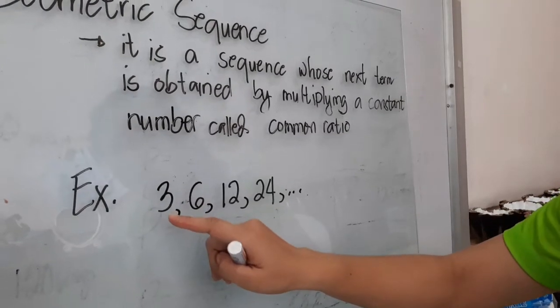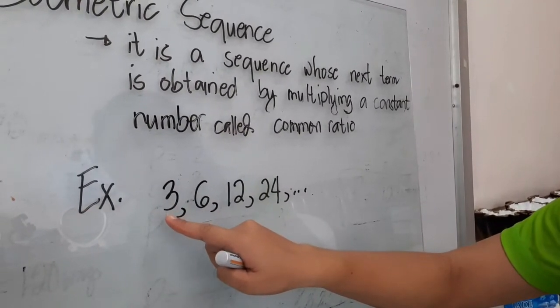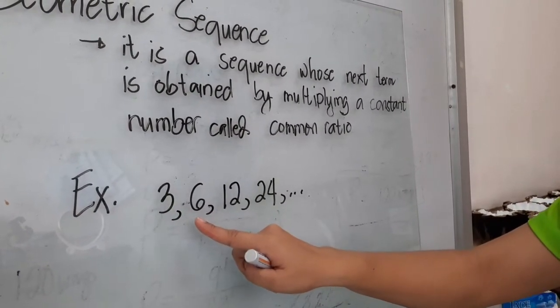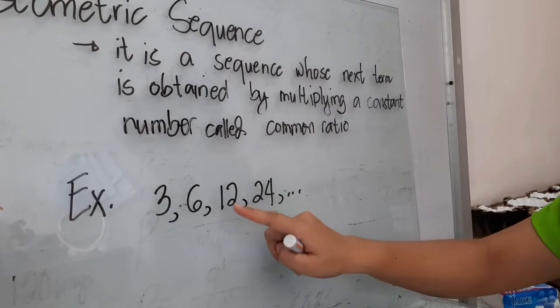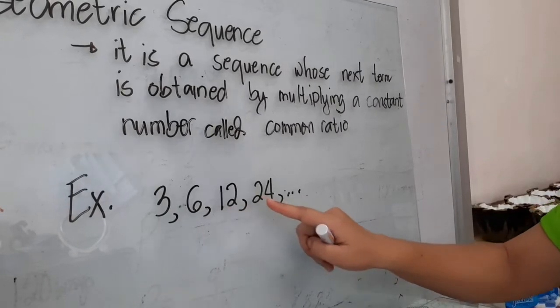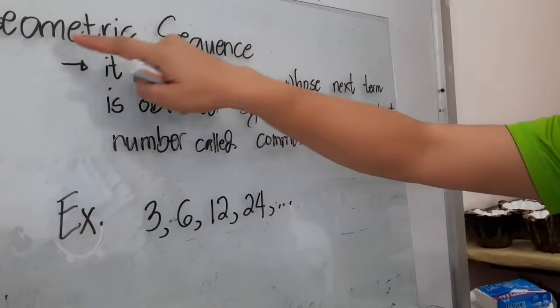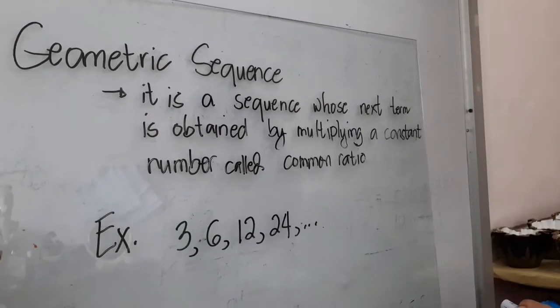So in this case, pilay atong gimultiply sa 3 nga nahimo man siyang 6. Pilay atong gimultiply sa 6 nga nahimo man siyang 12. Pilay atong gimultiply sa 12 nga nahimo man siyang 24. Aron matawag nato siyang geometric sequence.